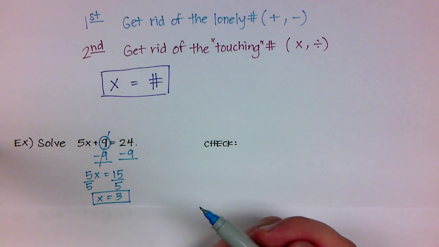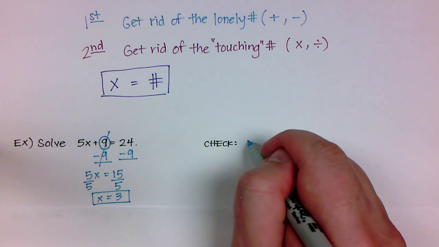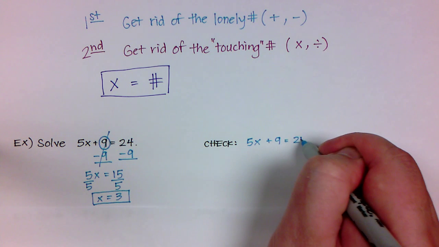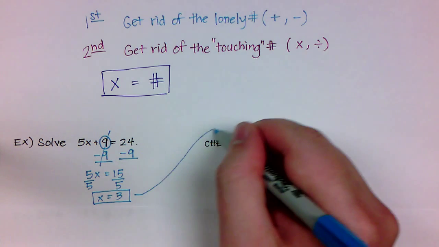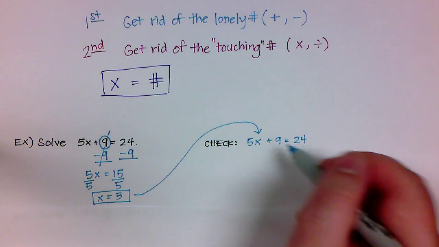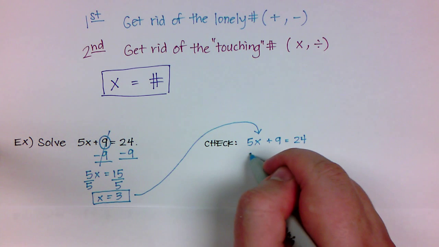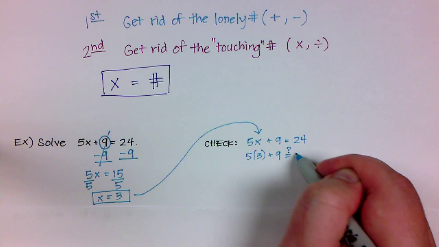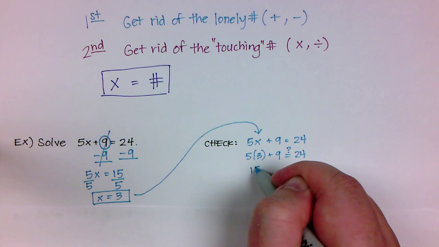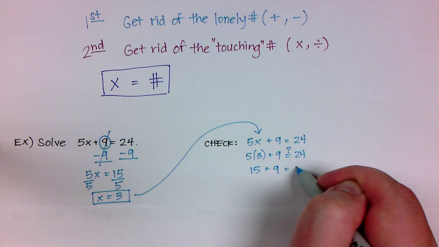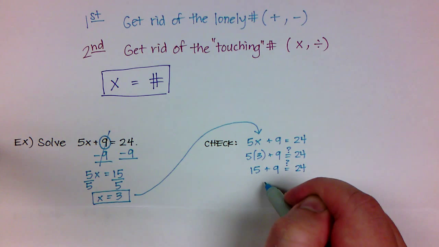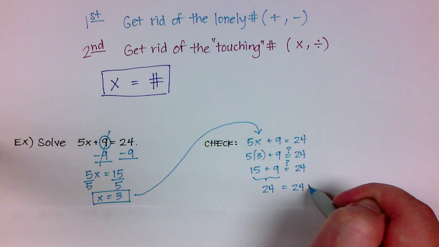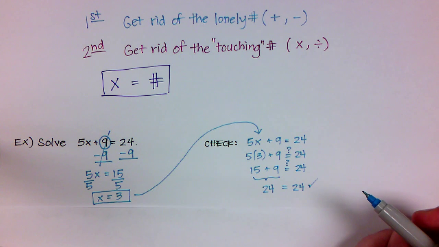I'm not entirely certain if that's correct, so let's check our work. We're always going to rewrite the equation. 5x plus 9 is equal to 24. And when I plug in this 3, I want to make sure that this whole left side equals 24. So 5 times 3 plus 9, does that equal 24? Well, that's 15 plus 9. And yes, this right here does equal 24, which matches the right-hand side. So I did solve this equation correctly.